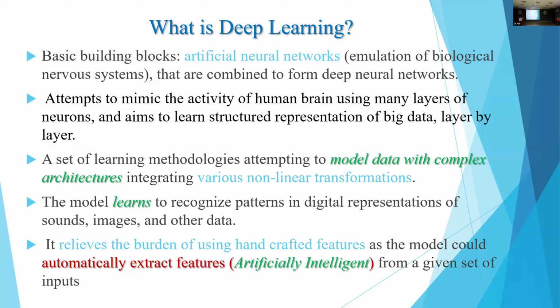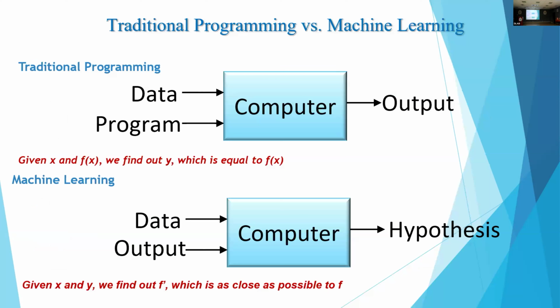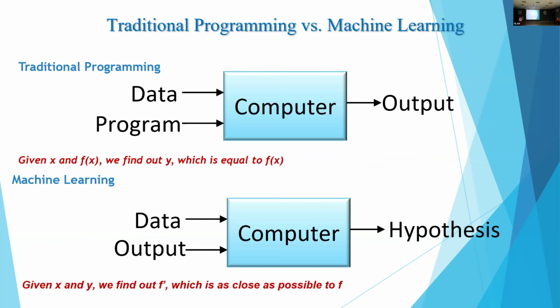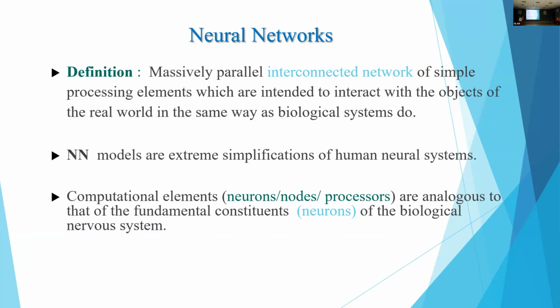Through emulating the biological nervous system or human nervous system, the researchers have developed a simulation or emulation of biological nervous systems, and it is termed as artificial neural networks. And these artificial neural networks attempt to mimic the activity of the human brain using many layers of neurons, layer by layer fashion. Each and every layer does certain tasks.